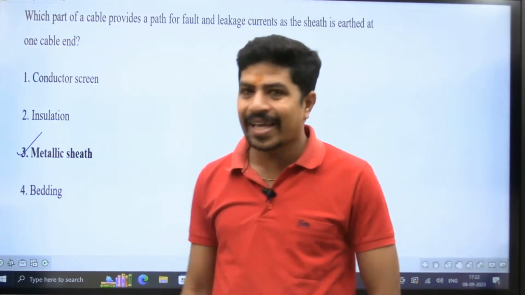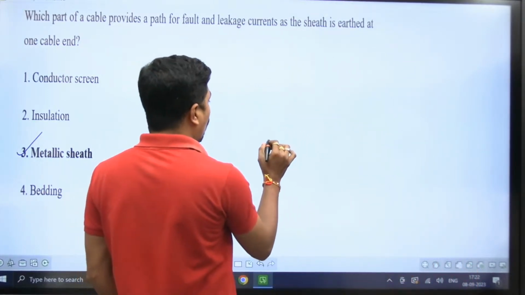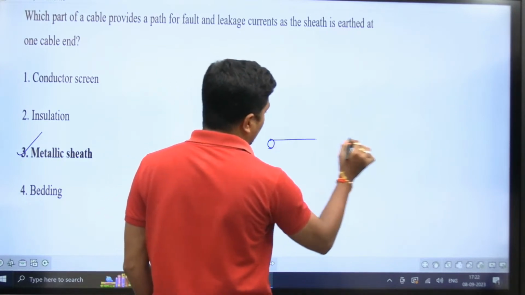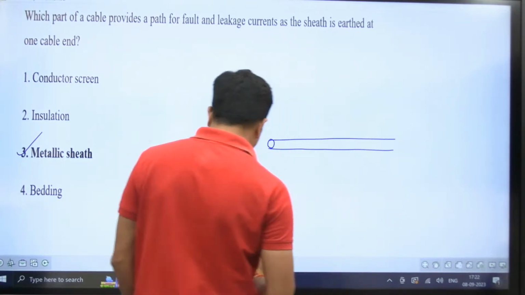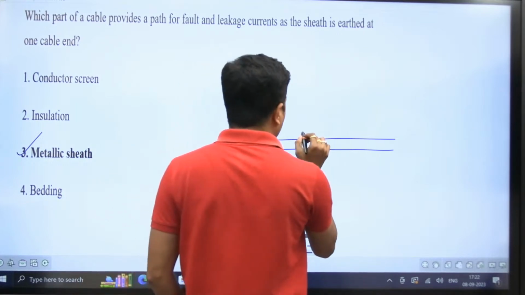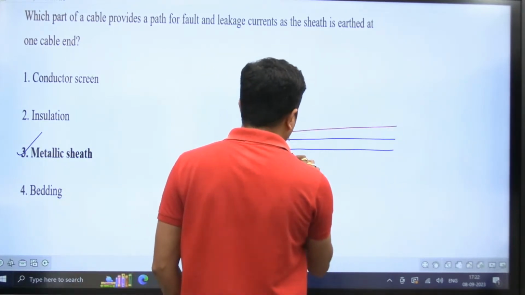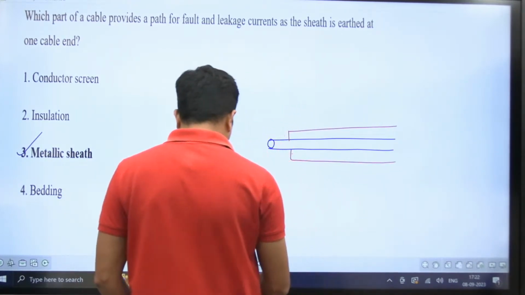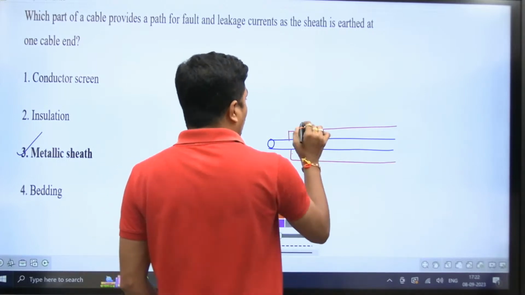See, these are the layers in the cable. This is a core or conductor, this is the core or conductor, this is the core or conductor. Above that we are going to put insulation. So this is insulation, this is insulation. After that we are going to put a bedding.